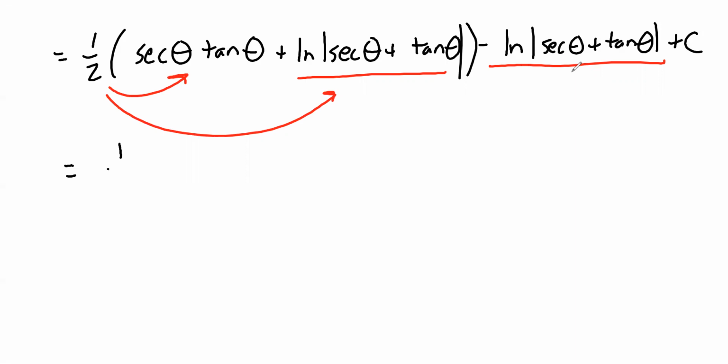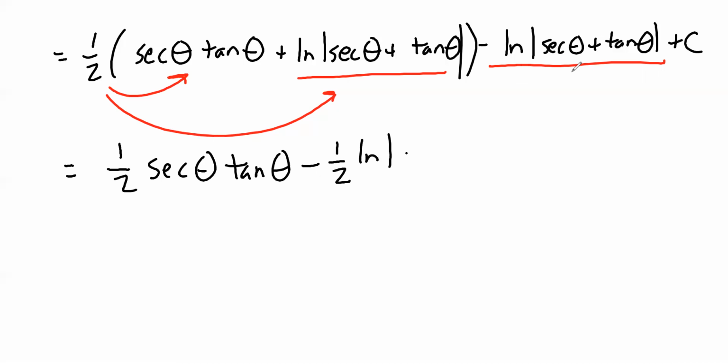If I distribute the 1/2 to the first half of the parentheses, 1/2 secant theta tangent theta. And if I distribute it to the second half, then it picks up a 1/2. But when this picks up a 1/2 and we combine it with this guy, we have to do 1/2 minus 1. 1/2 minus 1 is negative 1/2. We end up getting this.